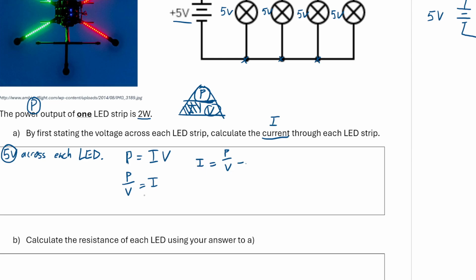Let's substitute in what we know. Power is 2 watts. What about voltage? 5 volts. So 2/5. What's that? 0.4. And what are the units for current? Current is measured in amps or amperes, so capital A. And that is an achieved question.